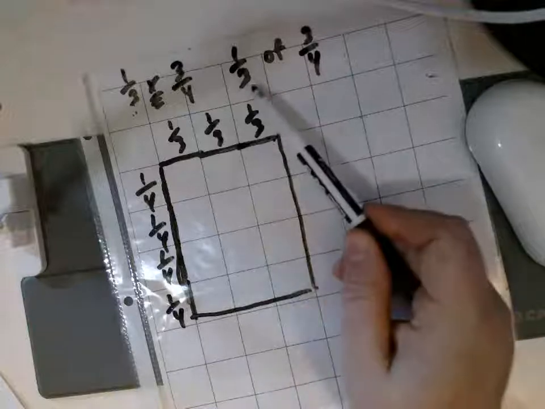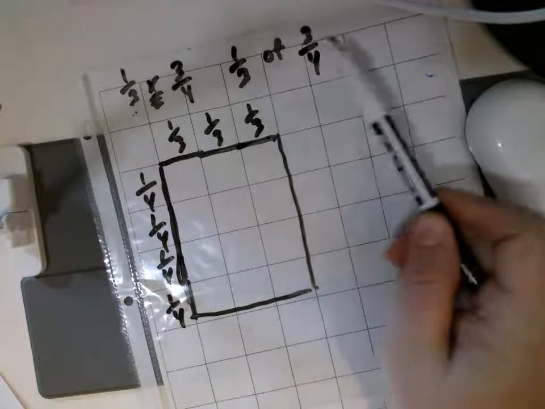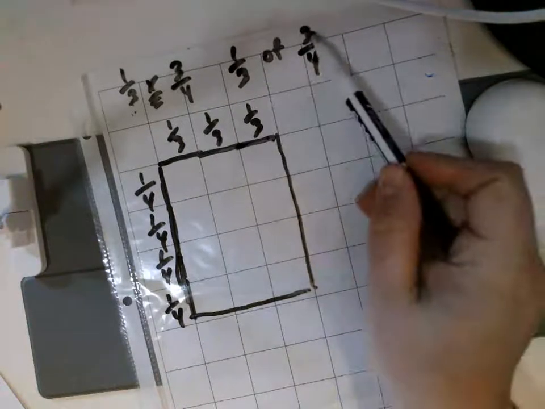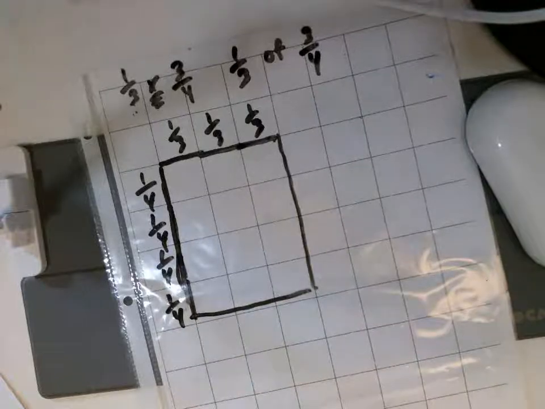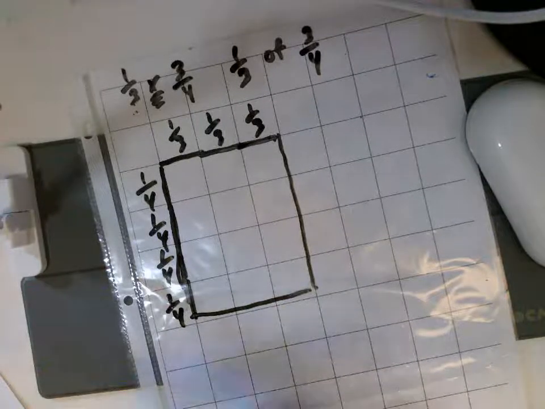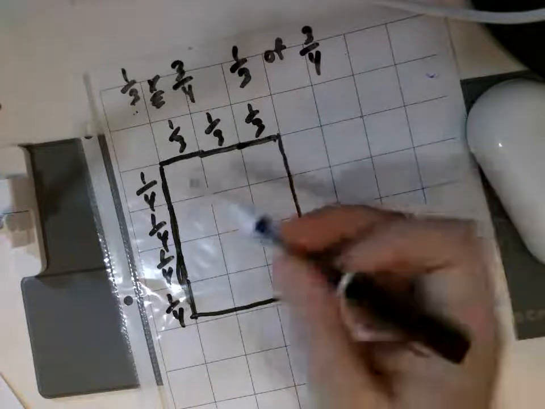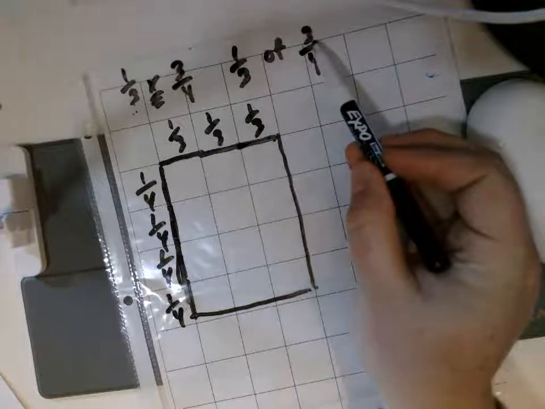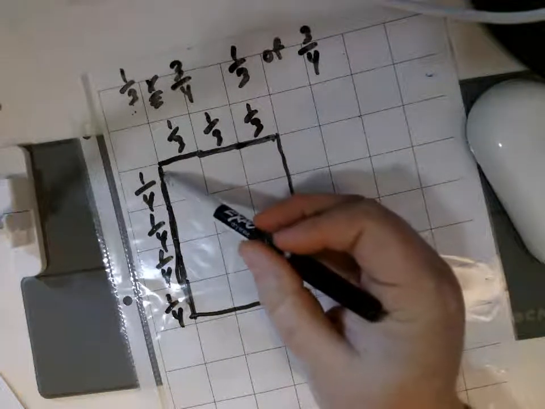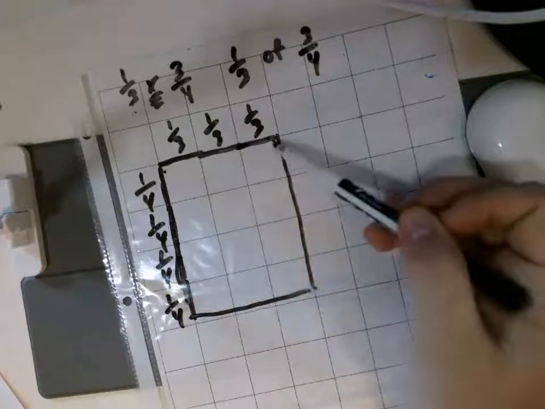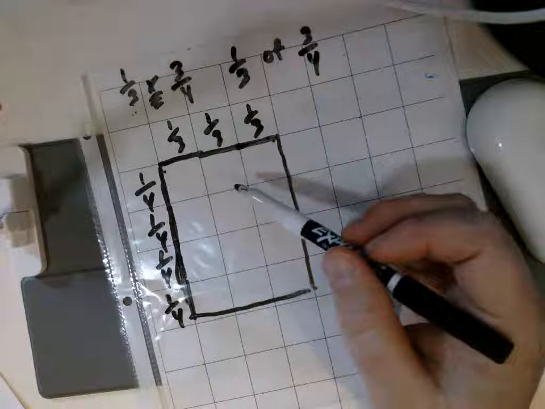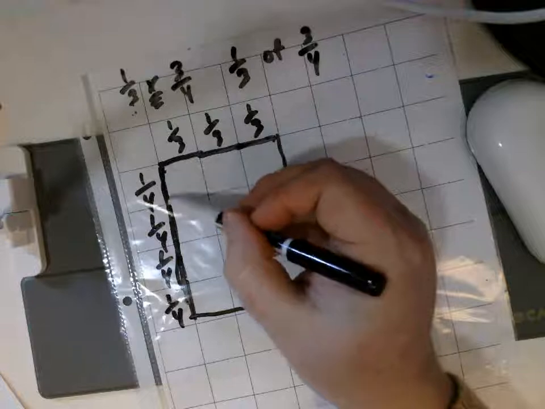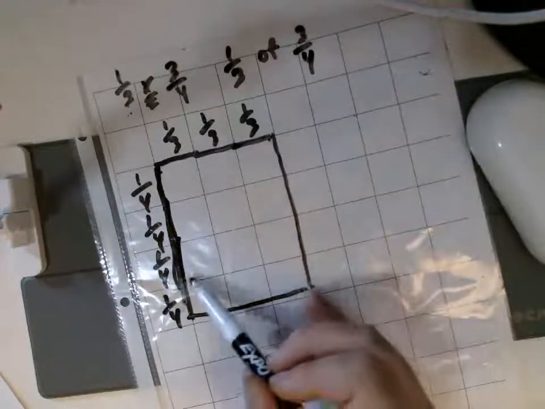So to find out what 1/3 of 3/4 is, we need to draw a box around the 3/4 of the whole. The way we do that is to draw a big box. We look at the numerator of the 3/4. If this whole box is the whole, then we want to take 3 out of the 4 units. 1, 2, 3, because our numerator is 3.